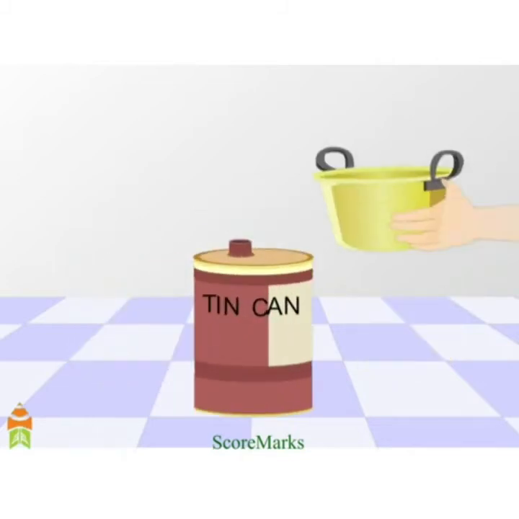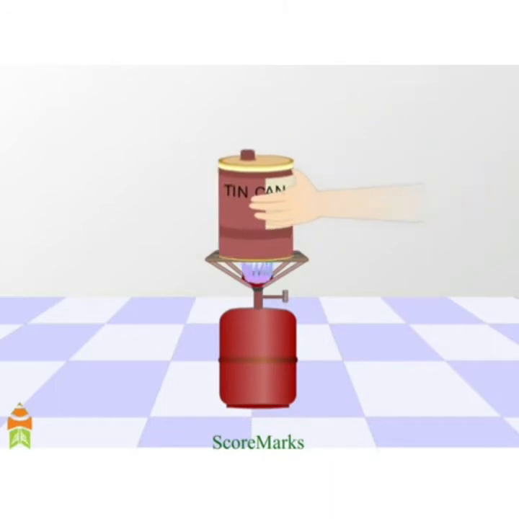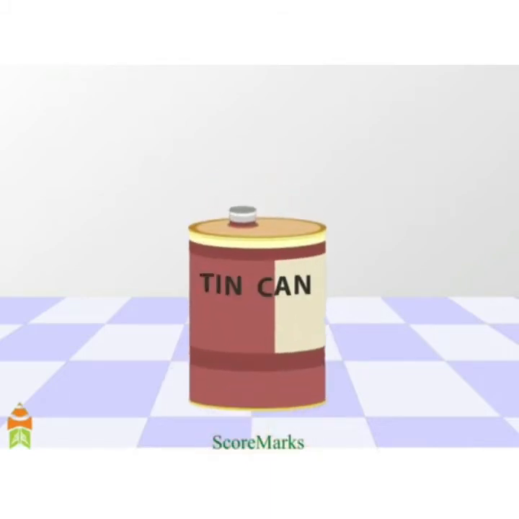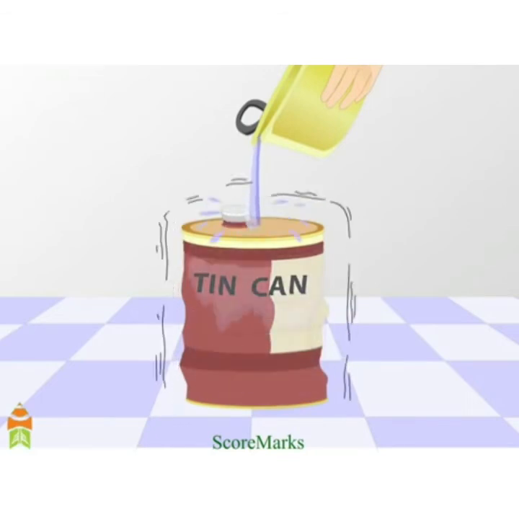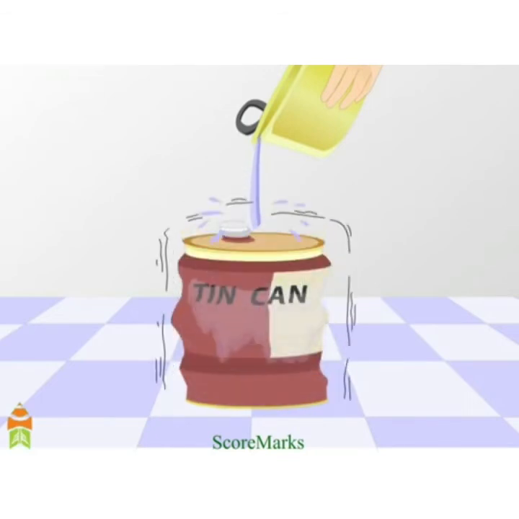Fill half of the tin bottle with water. Light the gas stove and place the bottle over it and let the water boil. Now extinguish the stove and close the bottle carefully with its lid. Now pour water on the bottle. You will observe that the shape of the bottle gets distorted.